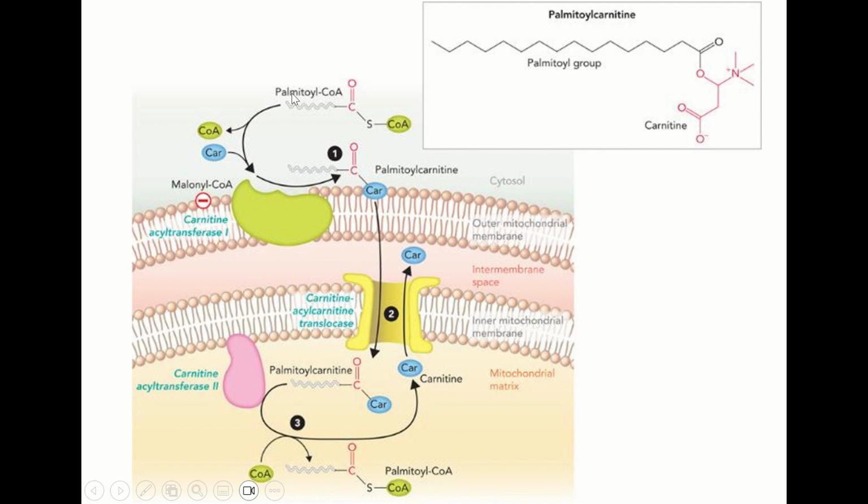Then we can use the carnitine acyl transferase system, where we replace the coenzyme A with a carnitine group, and then the carnitine acyl molecule can be transported via the carnitine translocase into the mitochondrial matrix itself, where we can remove the carnitine and put back on the coenzyme A group, which leaves us with our transferred fatty acid, this time inside the mitochondrial matrix.